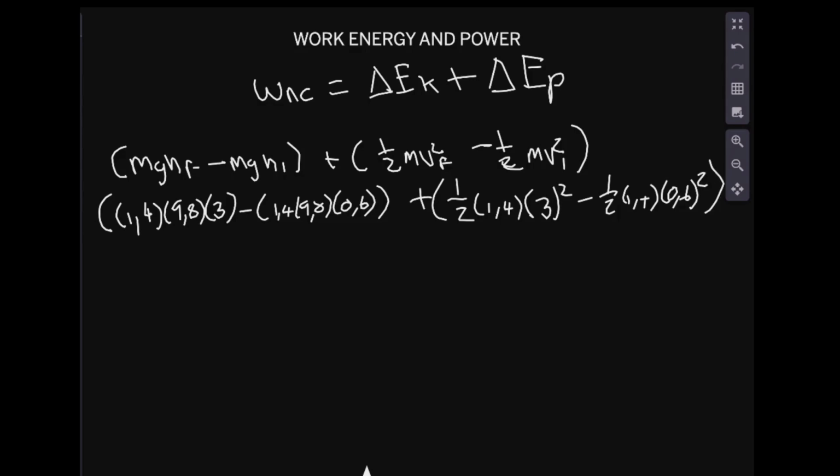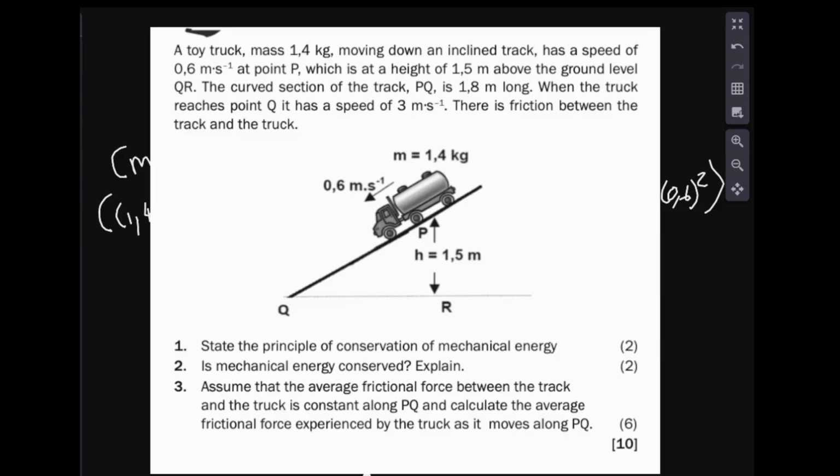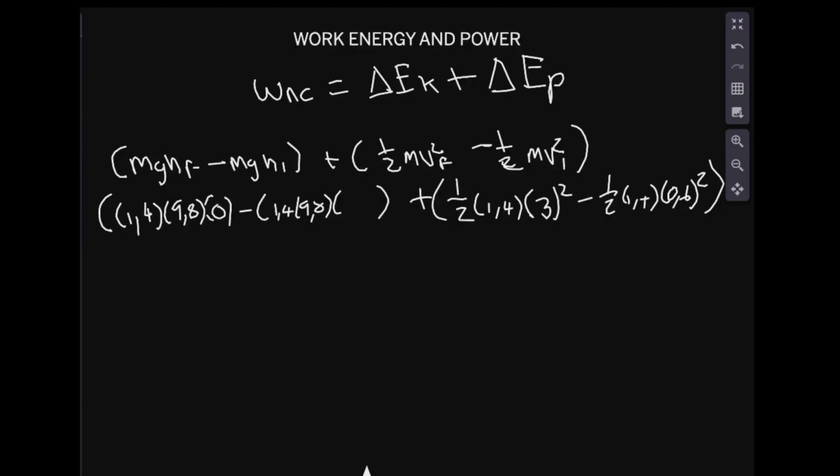Okay, here what we need to do is we need the height. Obviously we're going for a final height of 0, and then that initial height. What is that initial height? The initial height was 1.5, so we put 1.5. Okay, now we're going to put this in the calculator.